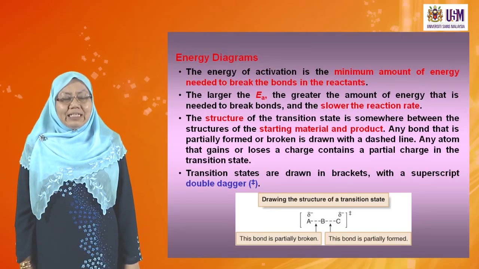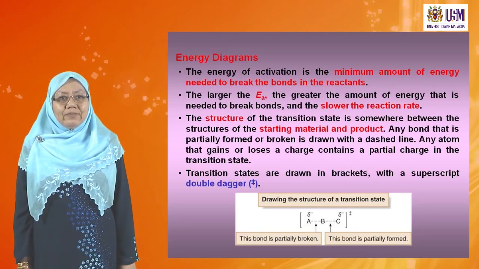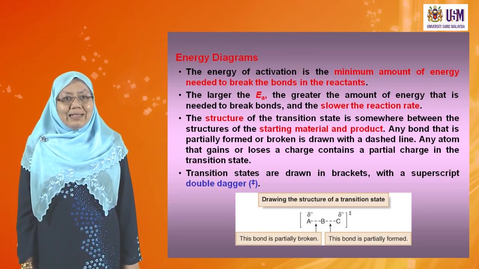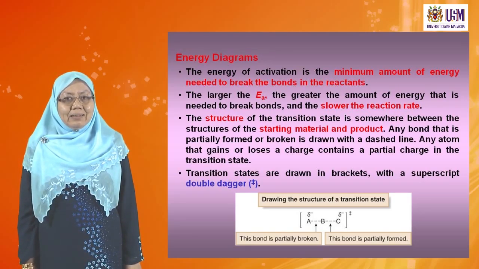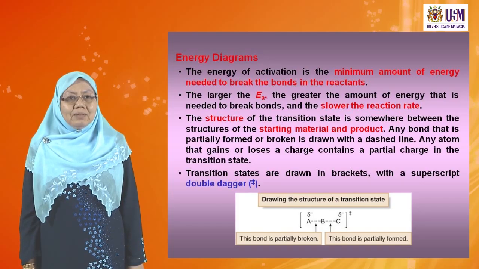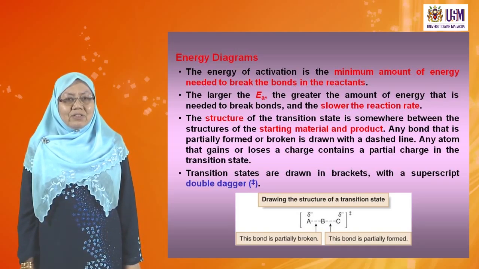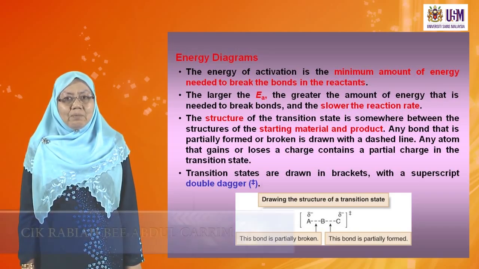The energy of activation is the minimum amount of energy needed to break the bonds in the reactants. So the larger the EA, the greater the amount of energy that is needed to break the bonds, and the slower the reaction rate. The structure of the transition state is somewhere between the structures of the starting material and product.